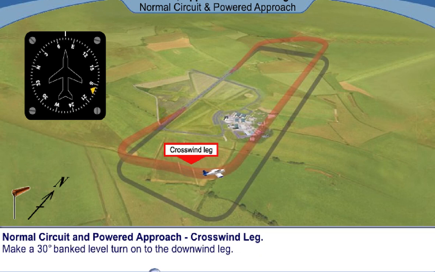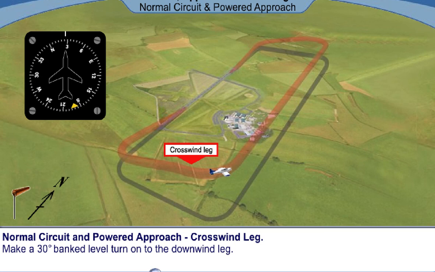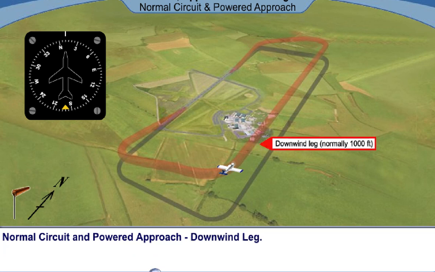Now make a 30-degree banked level turn and roll out onto a track reciprocal to the landing path. Once again, use your compass or direction indicator as a guide. You are now starting the downwind leg. When you've completed your turn onto the downwind leg, proceed as follows.